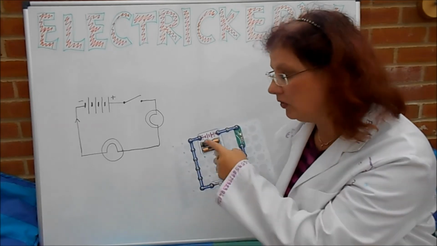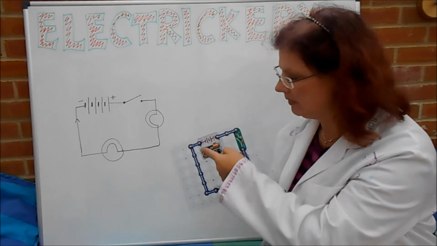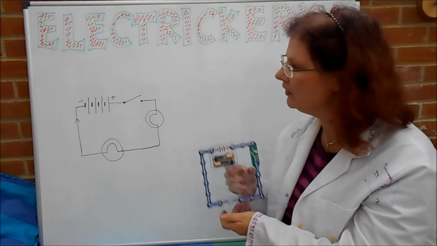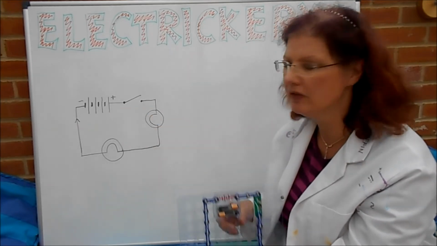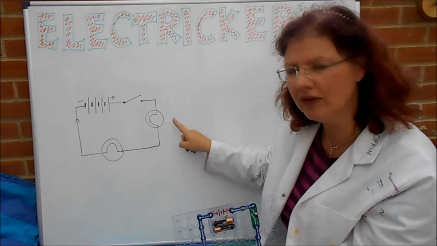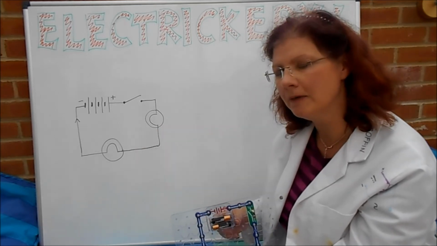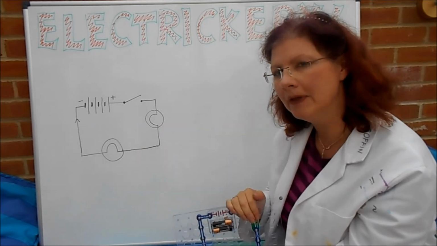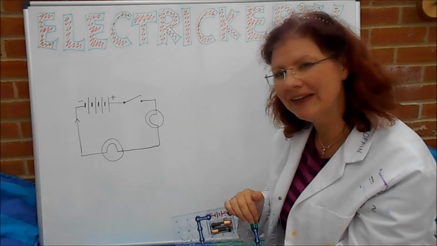what do you think's going to happen? I've got the same amount of electricity being pushed around. These batteries are doing the same. So that's pushing out the same amount of electricity. But I've got two things, because these act as resistors. I've now got two resistors in my circuit. What do you think's going to happen? Pause the video and have a think about that.